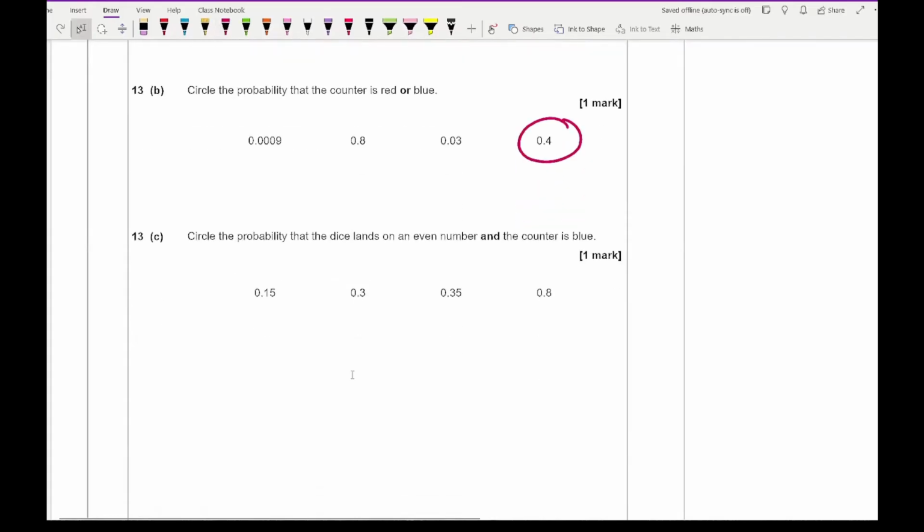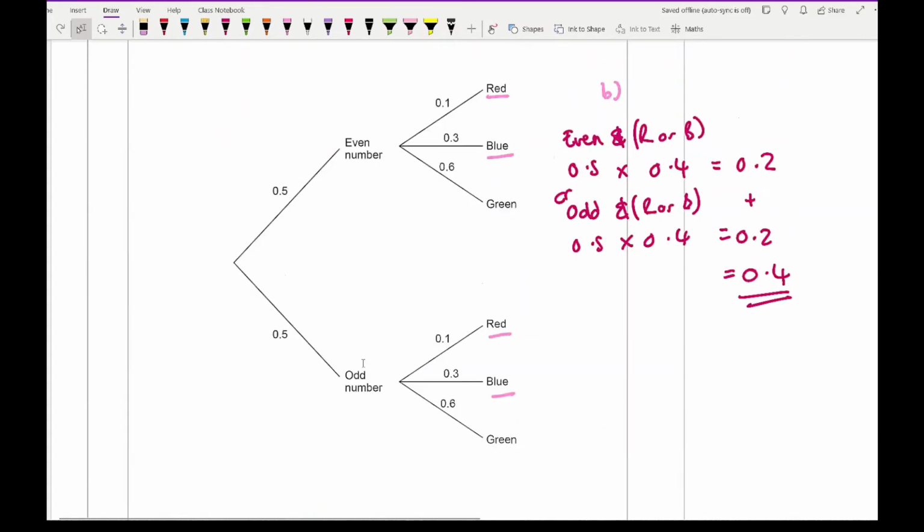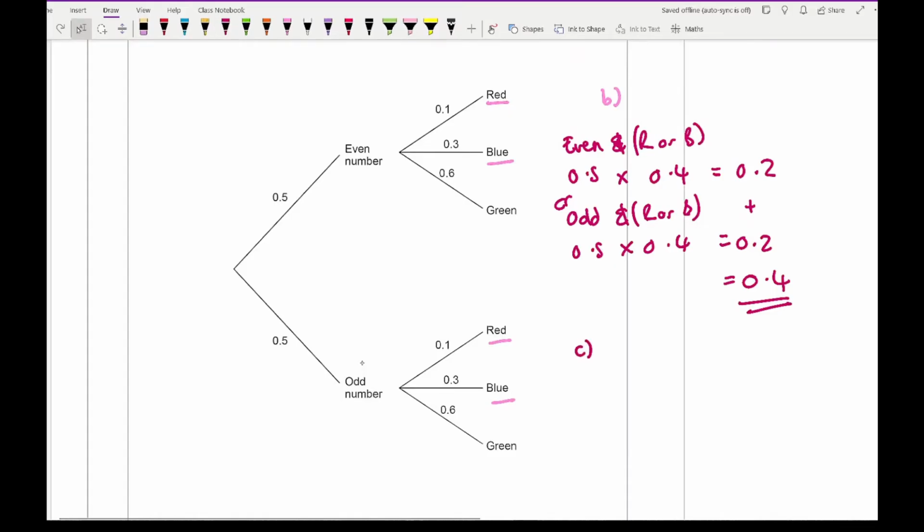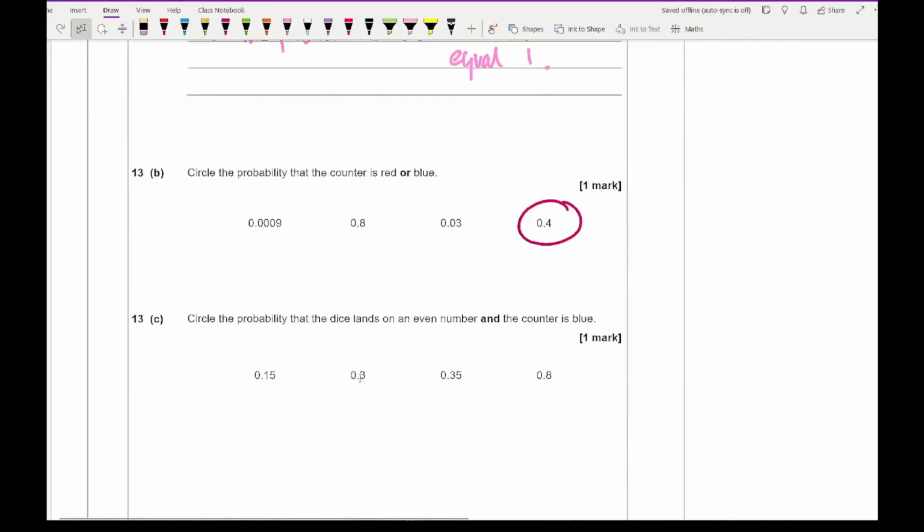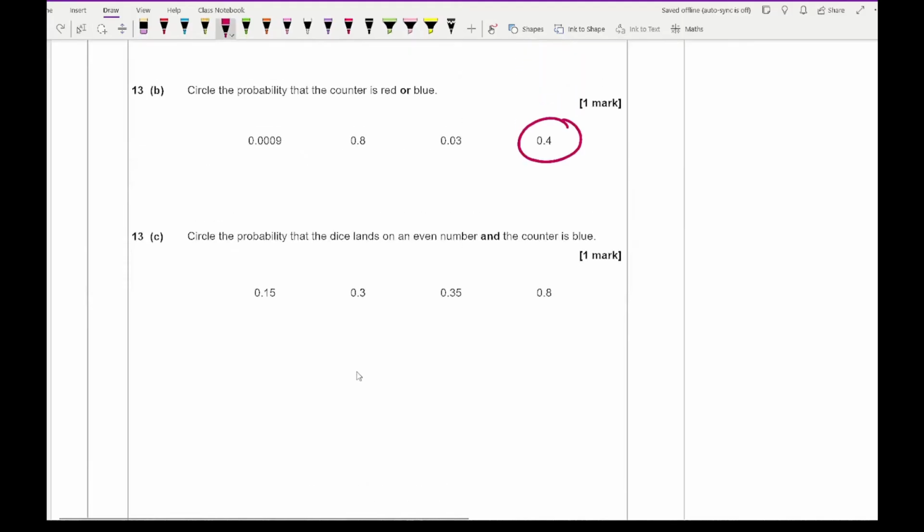For the next one, it says circle the probability that the dice lands on an even number and a blue. So for C, we want even, so it's going to be this one, and a blue. Even and blue is going to be 0.5 times 0.3, giving me an answer of 0.15, and that is our first option.